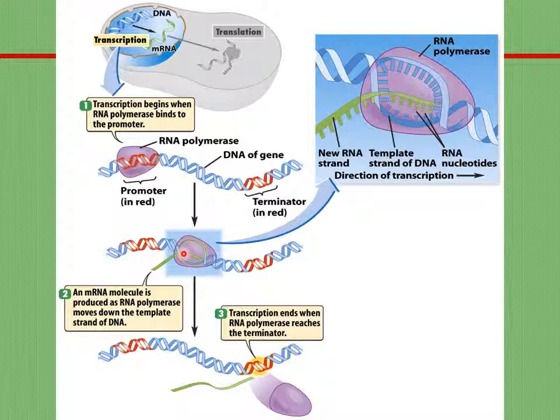As it does that, it also starts to make a copy of that gene, whatever gene it is on the DNA, onto a single strand of RNA molecule. When the polymerase reaches the terminator sequence at the end of the gene, it's going to release the mRNA, and it's going to pop off of your DNA strand because it's finished.